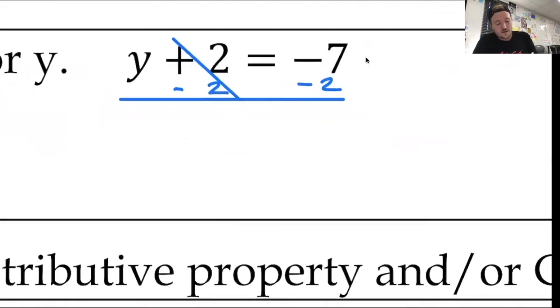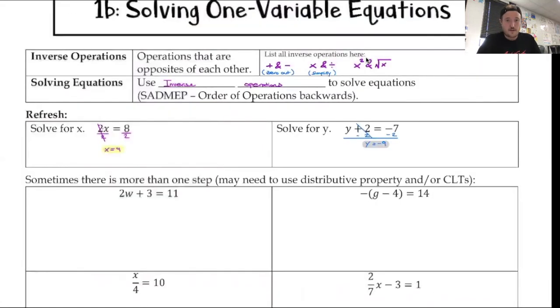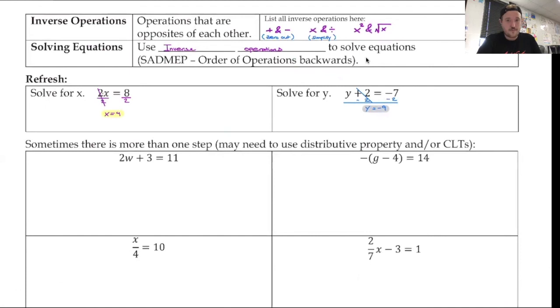So you're going to have y equals negative 7 minus 2. If you have trouble with negatives, think of it in terms of money. A negative is you owe someone money, whereas a positive is money in your pocket. So this is saying negative 7, you owe someone $7, and negative 2, you owe someone else $2. If you owe someone $7 and someone else $2, in total you owe $9. So y equals negative 9. If money helps you with positives and negatives, go for it.